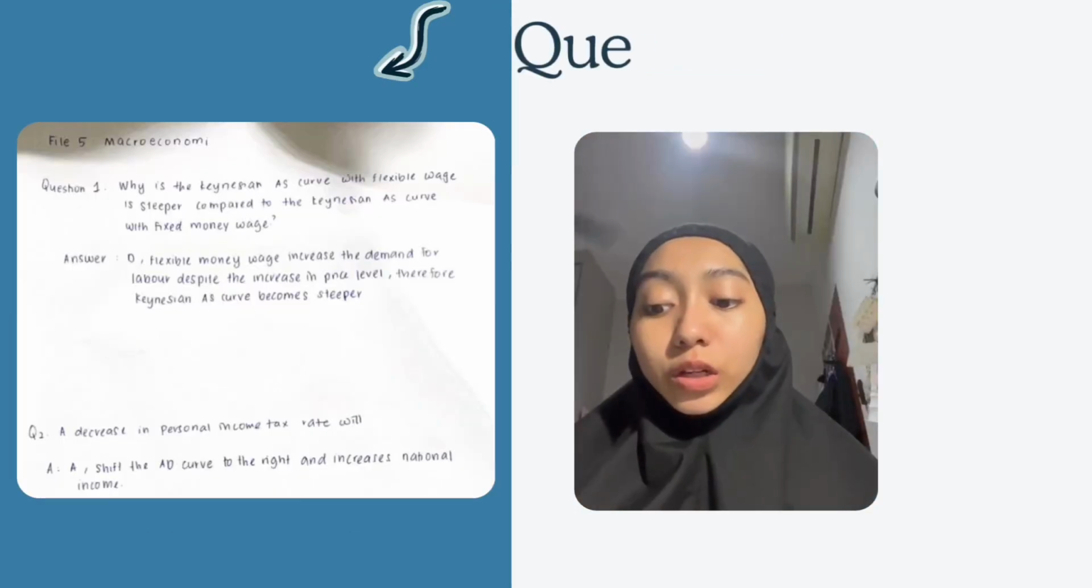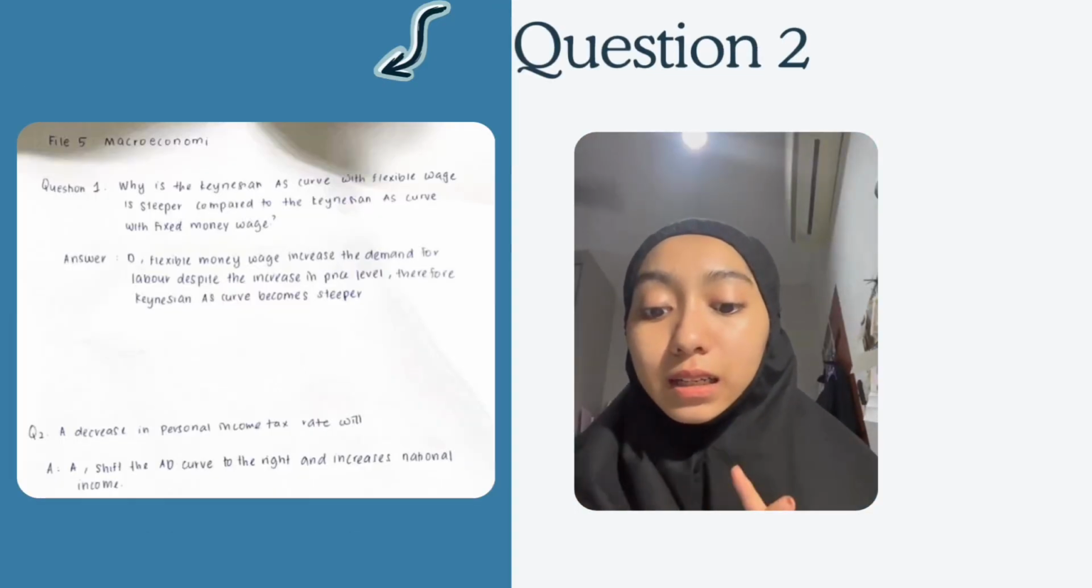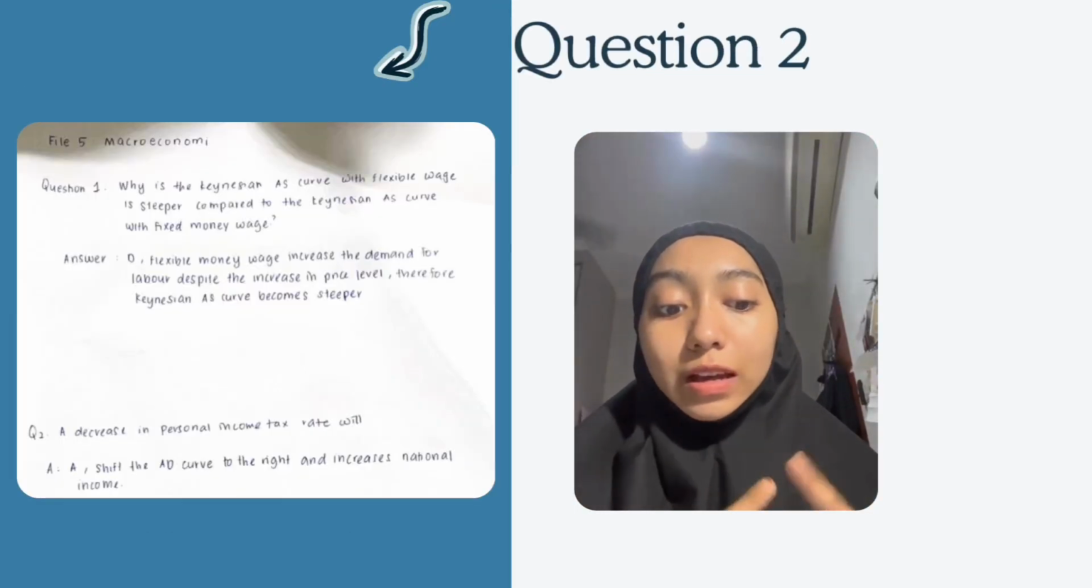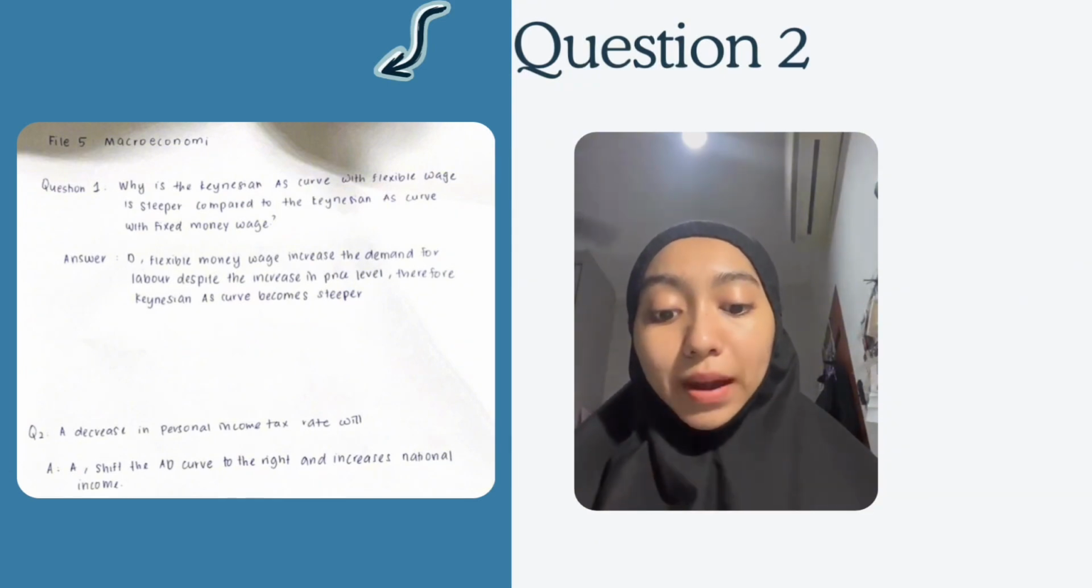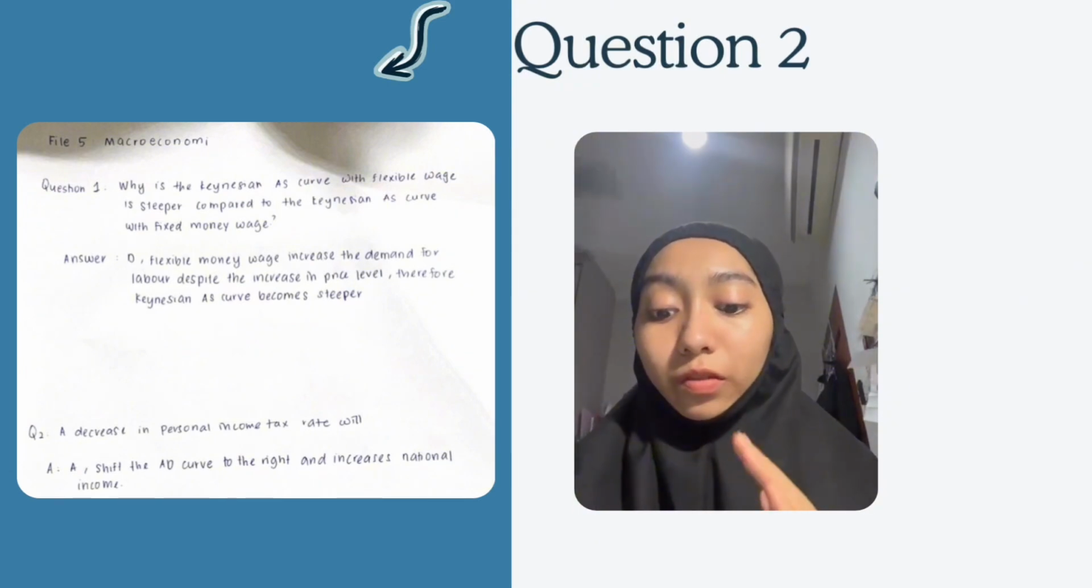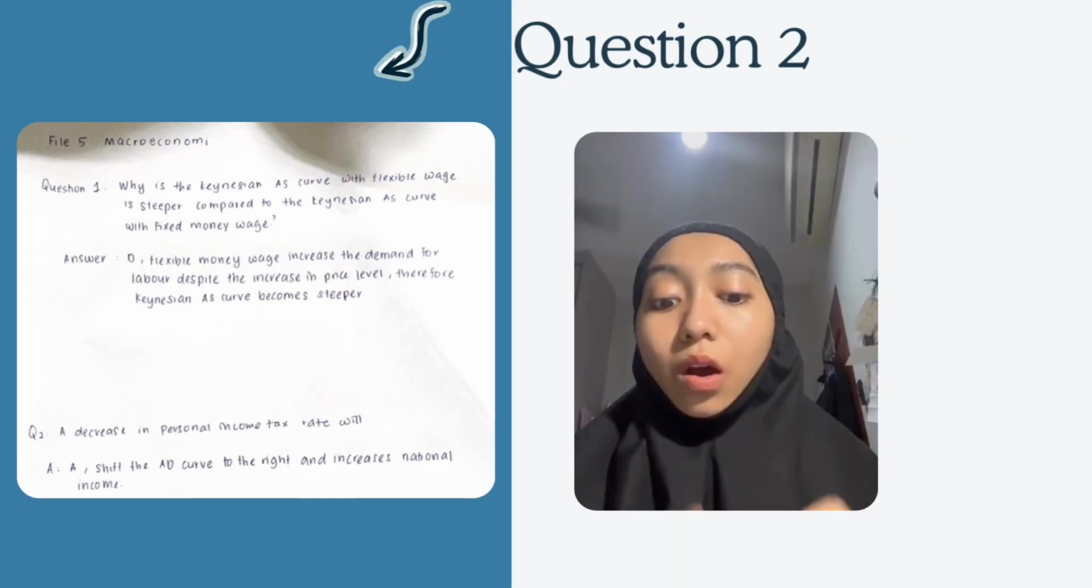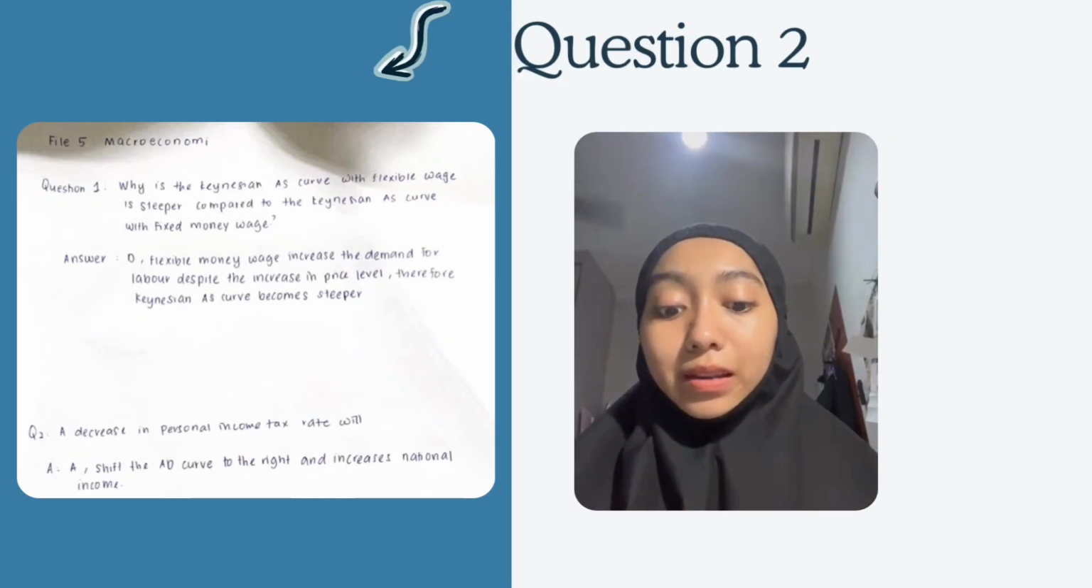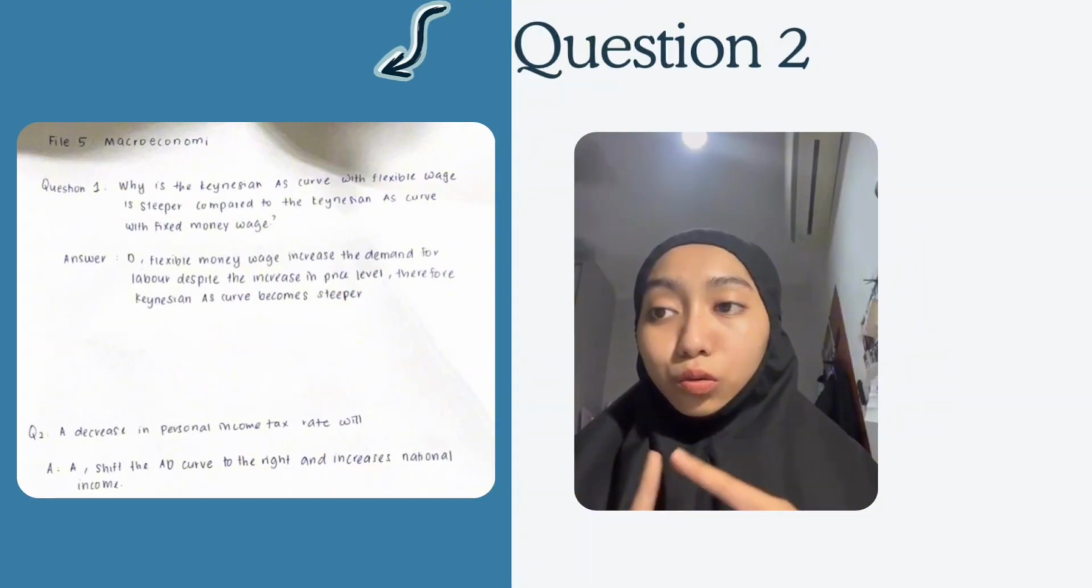Okay, question 1 is: why is the Keynesian AS curve with a flexible wage steeper compared to the Keynesian AS curve with a fixed money wage? So we want to know why the AS curve is steeper compared with the Keynesian AS curve with a fixed money wage. Okay, let's go through one by one.